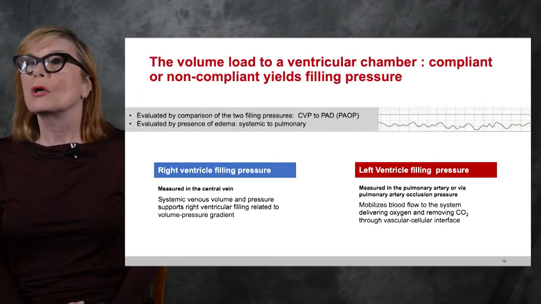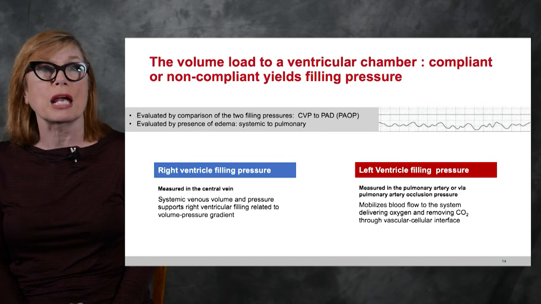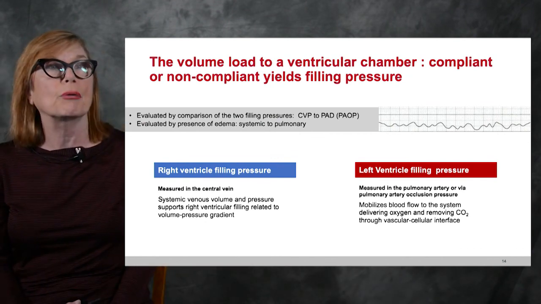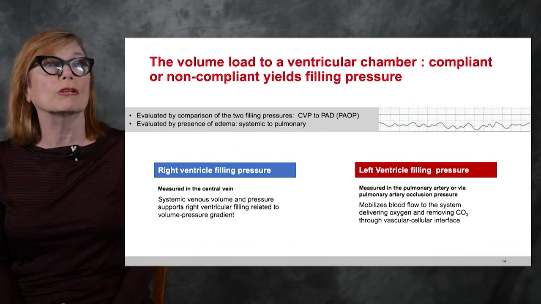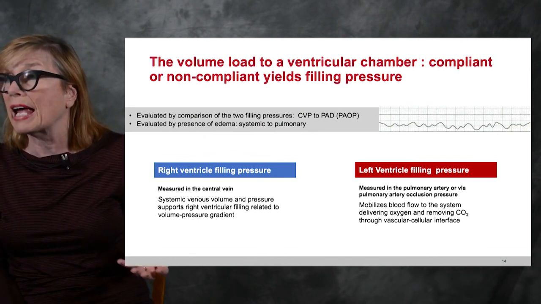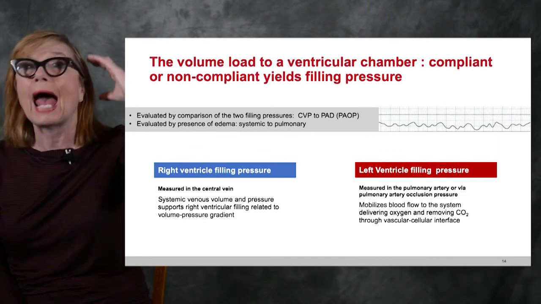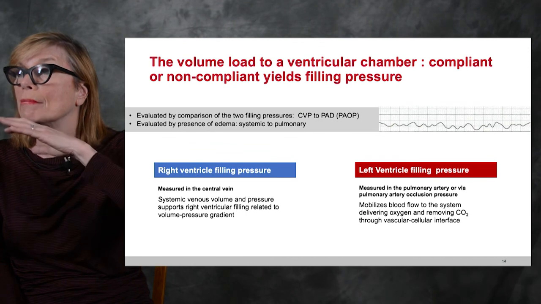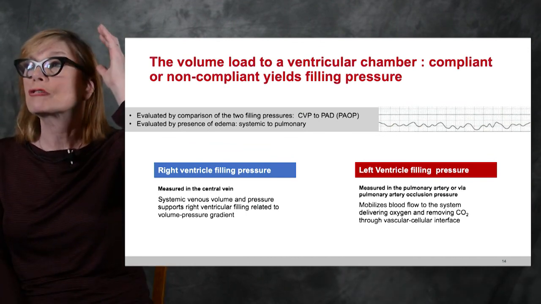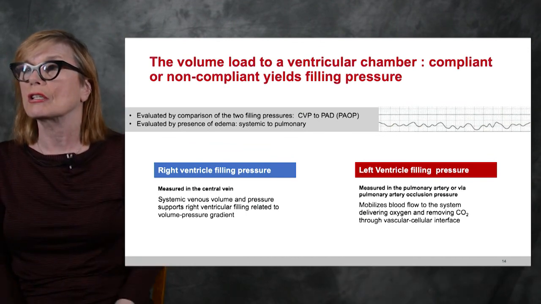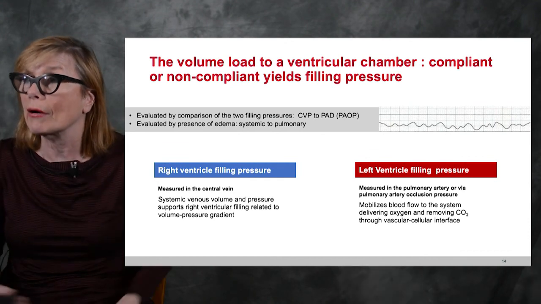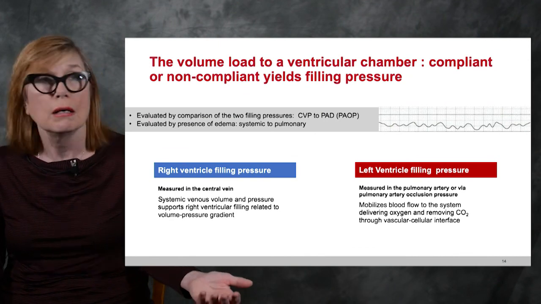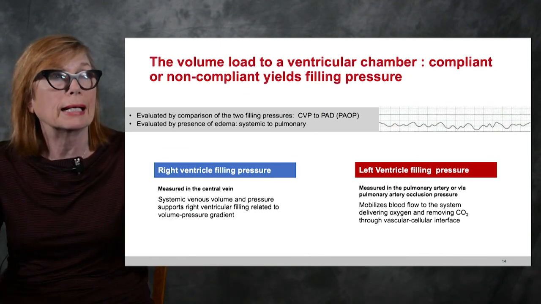Okay, so the volume load to your ventricular chamber, either it's compliant or it's non-compliant, is going to yield your filling pressure. So remember, right ventricular filling pressure measured in the systemic veins looks at the column of blood as it transitions into the right ventricle. And left ventricular filling pressure measured in the pulmonary artery measures the column of blood as it transitions to the left ventricle. Now, there are a lot of barriers between the vein and the ventricle. Most importantly, the atria and the valve. That's a really big deal.